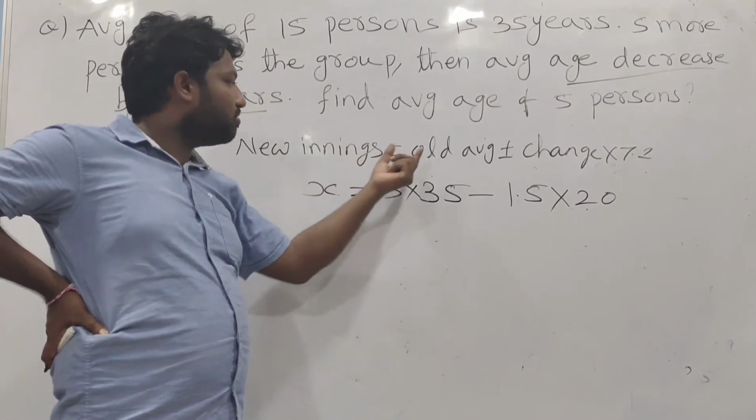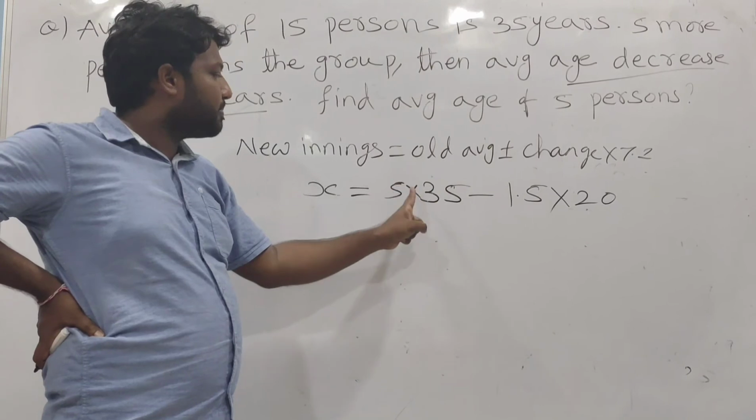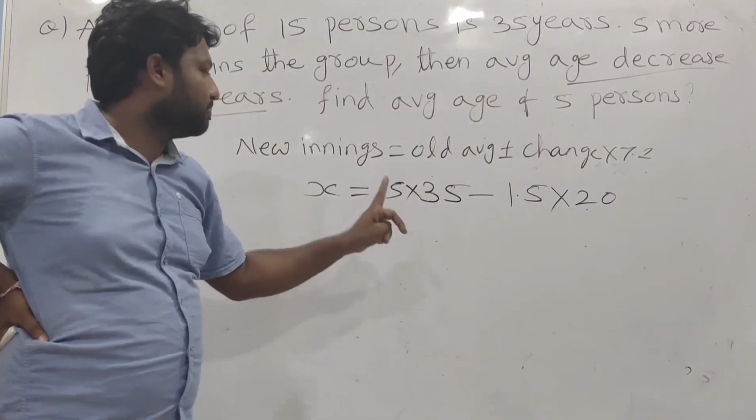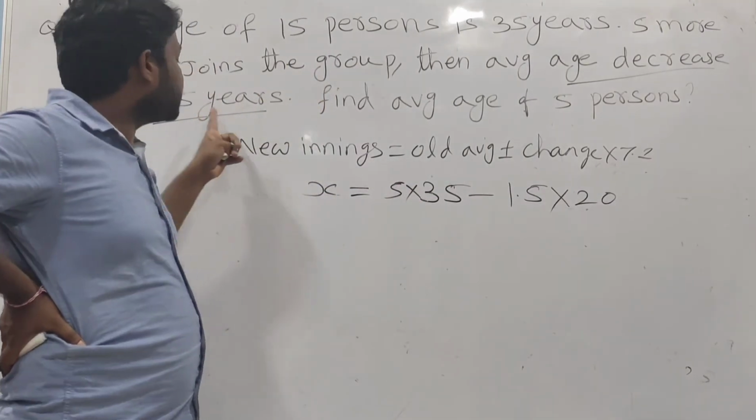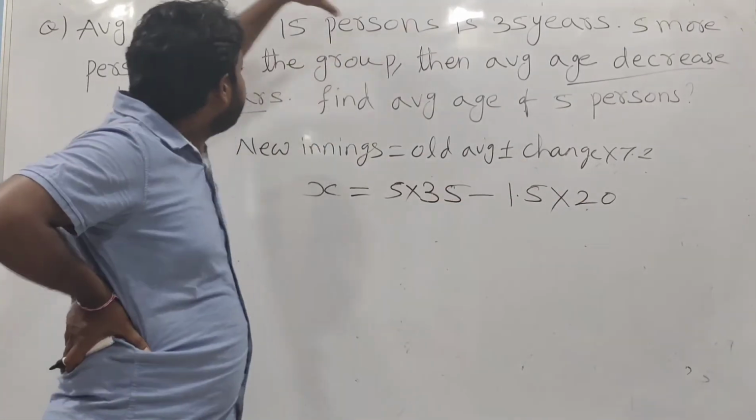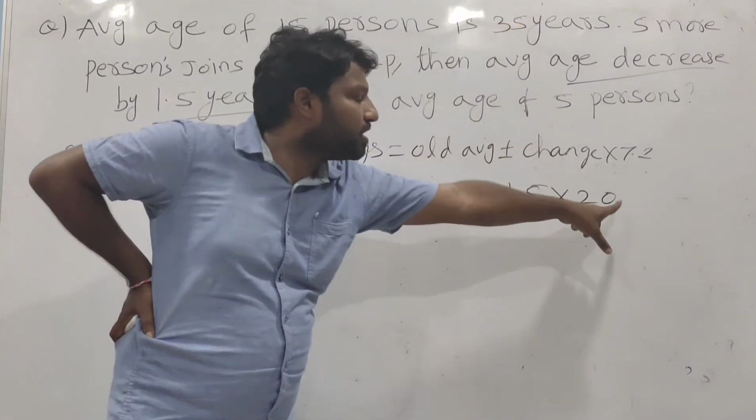So new innings is equal to old average. Old average is 35. Why am I multiplying with 5? Because 5 more persons joined the group. Why am I taking minus? Because the average is decreased. I am taking minus. How much is it decreased? 1.5. Now total innings. Initially 15 persons are there. 5 more men joined. Total is 20.